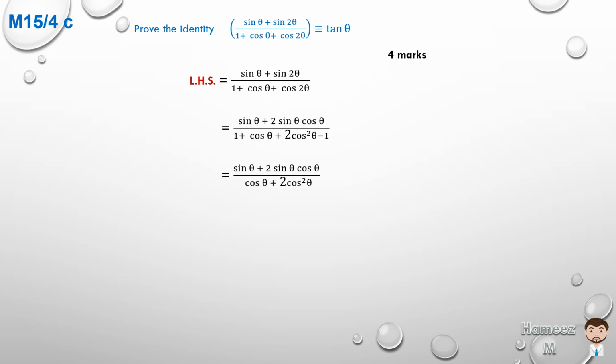Now we can factorize the numerator and the denominator. We can pull out sin theta from the numerator, which gives us sin theta by (1 plus 2 cos theta). In the denominator, we can factorize out the cos theta, giving us cos theta by (1 plus 2 cos theta). Since the brackets are the same, they cancel out, so we're left with sin theta over cos theta, which is equal to tan theta. That's the right-hand side, so we have proven this trigonometric identity.